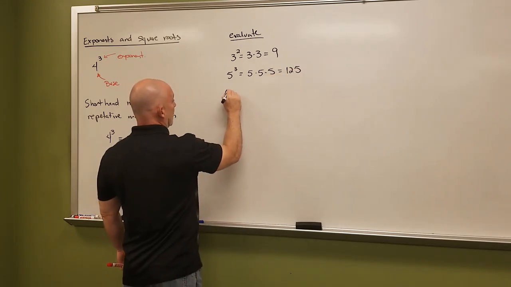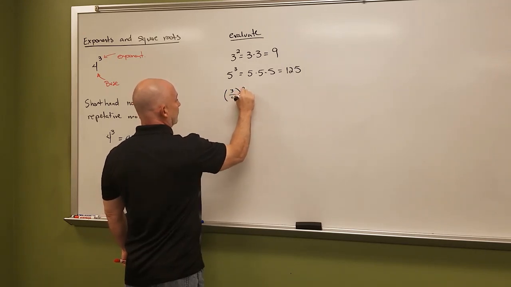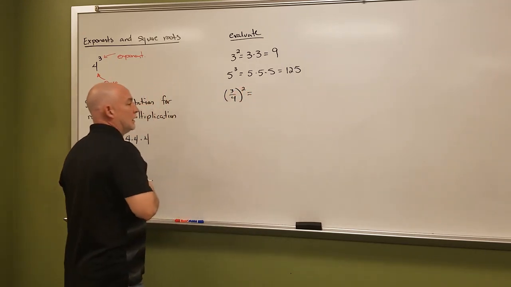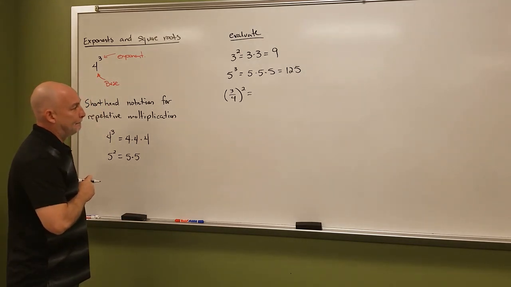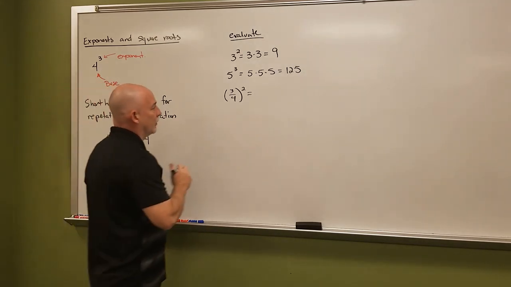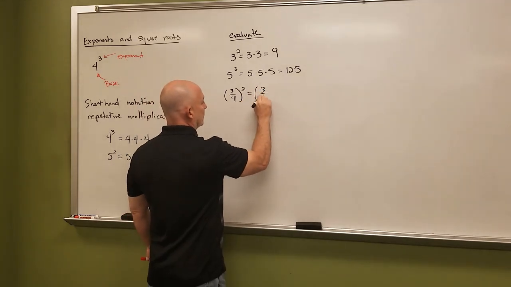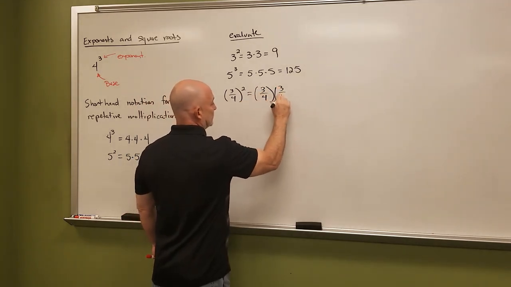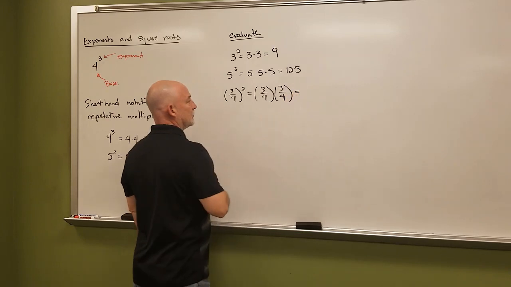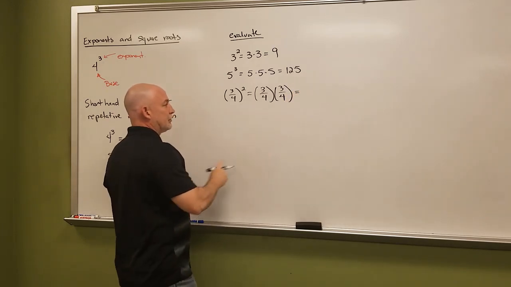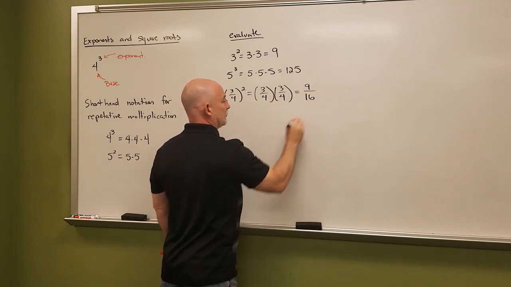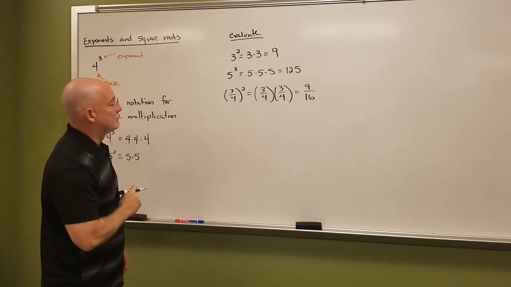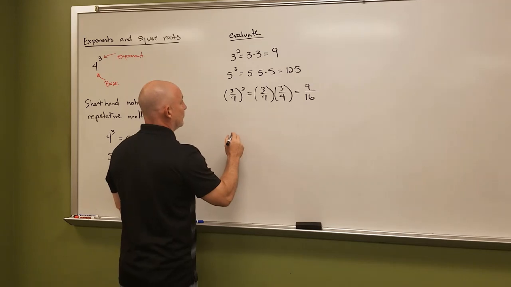Let's try another one. What about 3/4 squared? Again, hit pause real quick, see if you can figure that out, and then come on back. All right, so 3/4 times 3/4. We multiply fractions straight across, so we multiply across the top, that gives me 9, multiply across the bottom gives me 16.